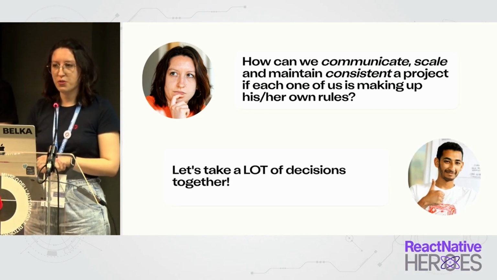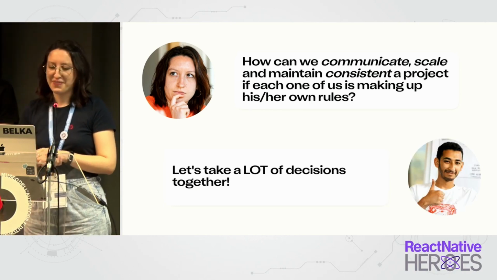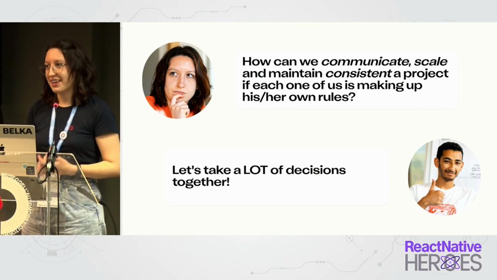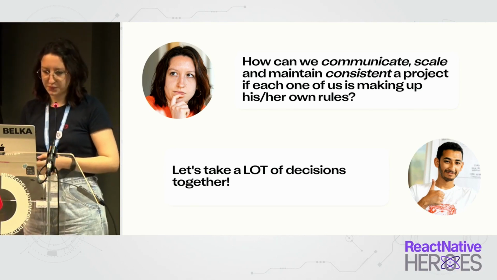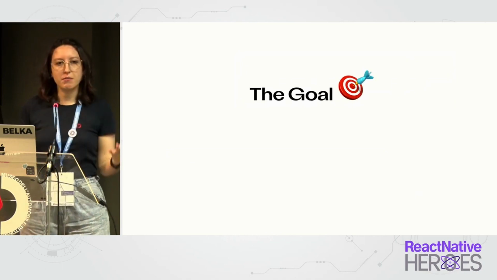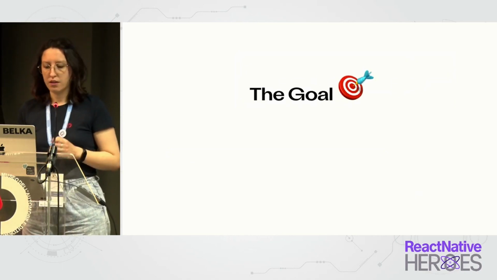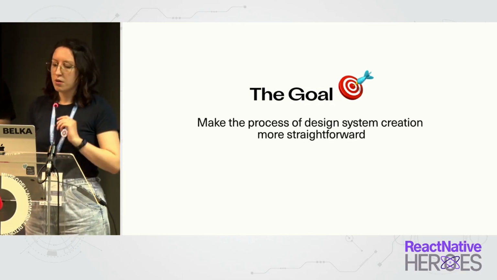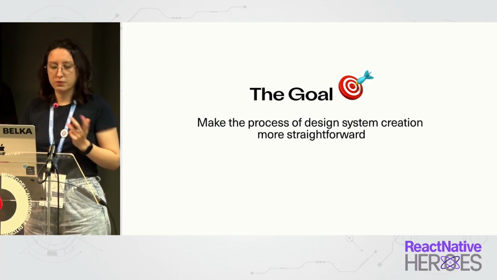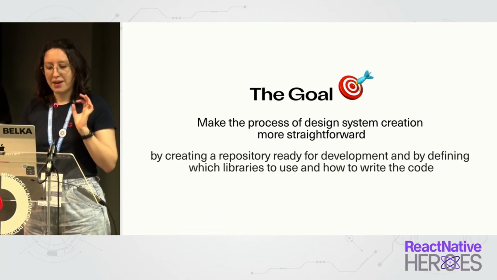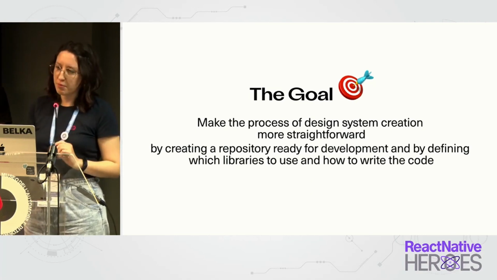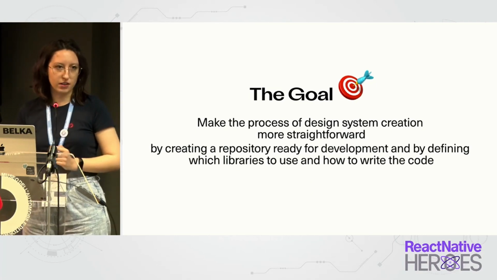So the answer to the question, thanks to Anas here, was to start making decisions all together as a team. We came up with a new goal. We wanted to make the process of design system creation more straightforward. By doing what? By creating a repository ready for development, and by defining which libraries to use and how to write the code.